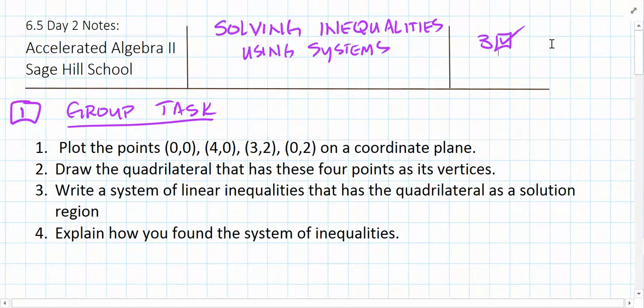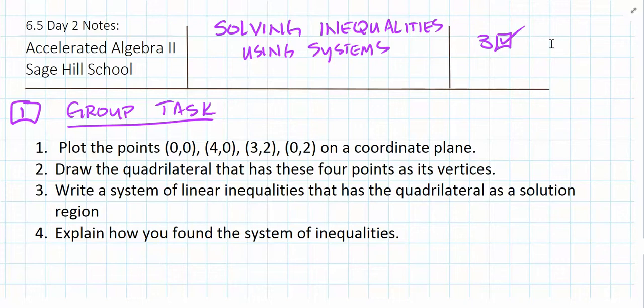So in your table groups, what I would like you to do on graph paper, using your straight edge and making everything nice and neat, is plot these points that I've given you: (0, 0), (4, 0), (3, 2), (0, 2). Then I want you to draw the quadrilateral using solid lines that has these 4 points as its vertices.